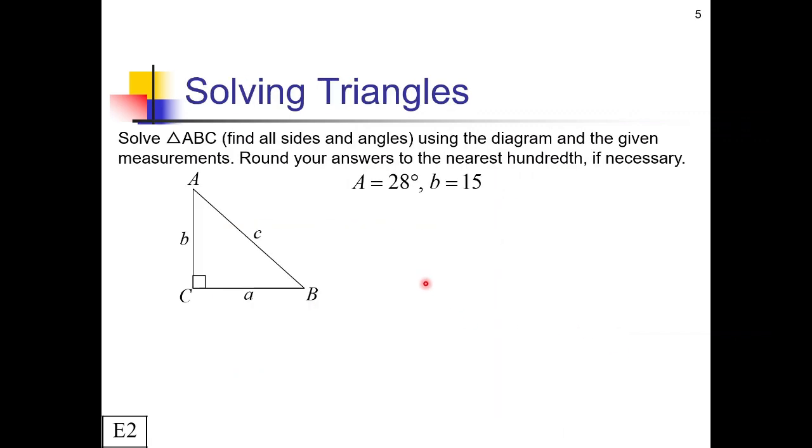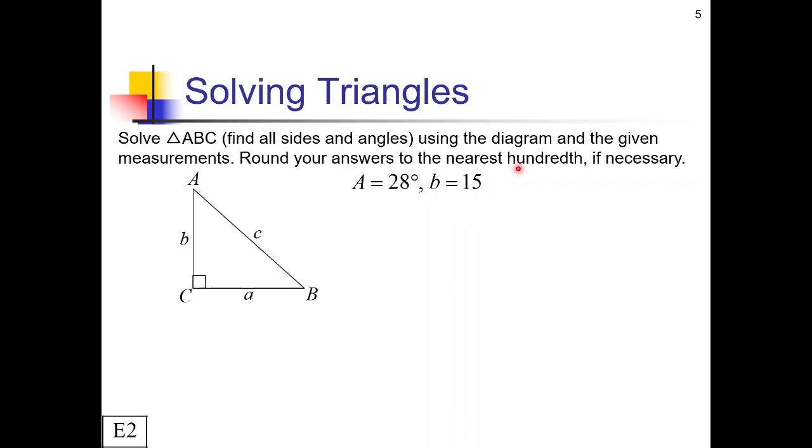For this problem, it's going to be a little bit more involved. They're telling us to solve triangle ABC, which means we want to find all the sides and angles here. And we're going to be using the diagram that they've given us and these given measurements here. They've given us angle A and side B. And in case you're wondering, angles are uppercase letters and sides usually have lowercase letters to represent them.